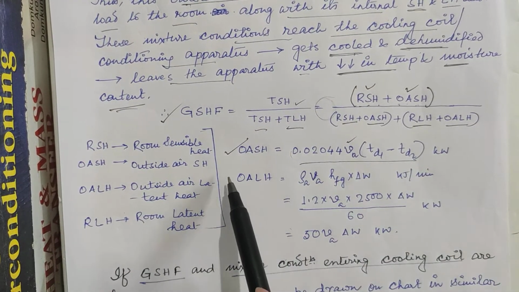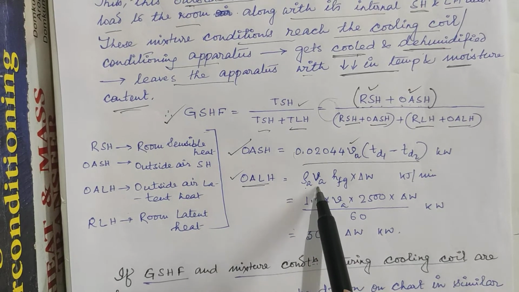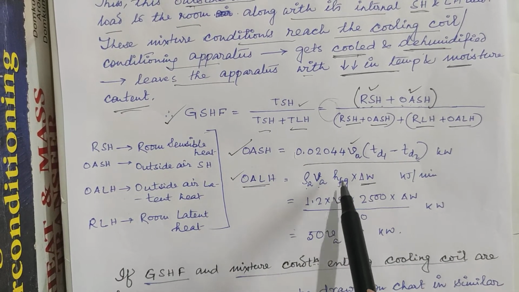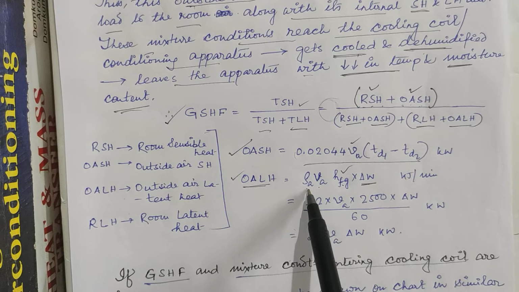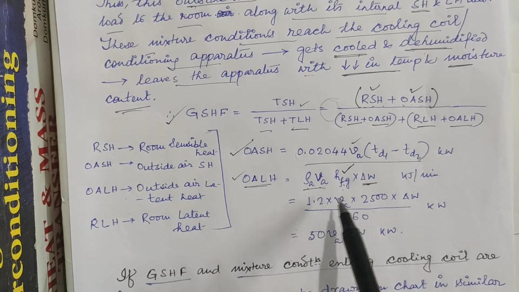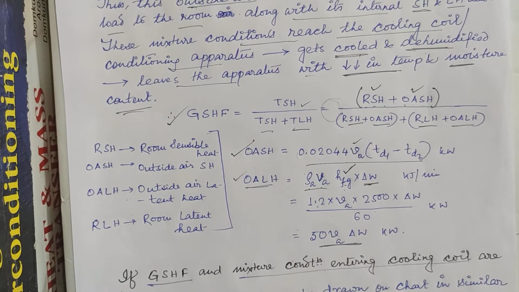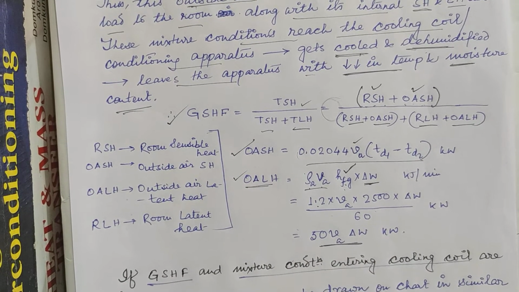In a similar way, we can find the outside air latent heat, which is equal to m into hfg into delta W, where hfg is the latent heat of vaporization. Here m equals rho into V, so it is rho into V into hfg into delta W. If we put the values of latent heat and rho, then this is equal to 50 into volume flow rate into delta W, that is the change in specific humidity.